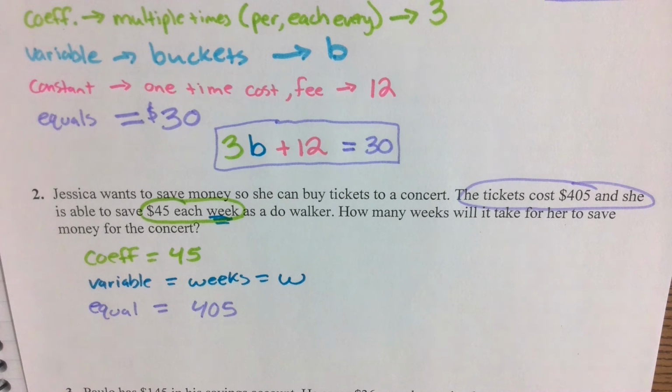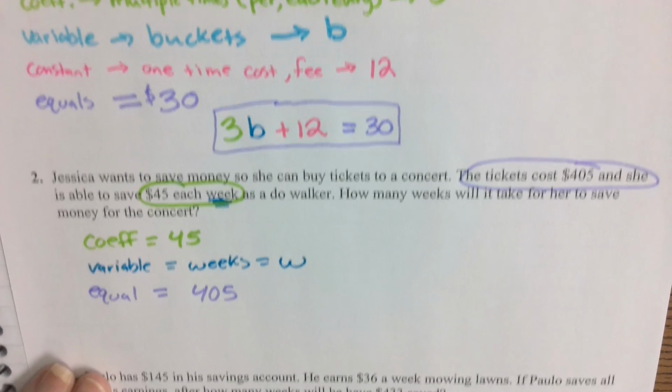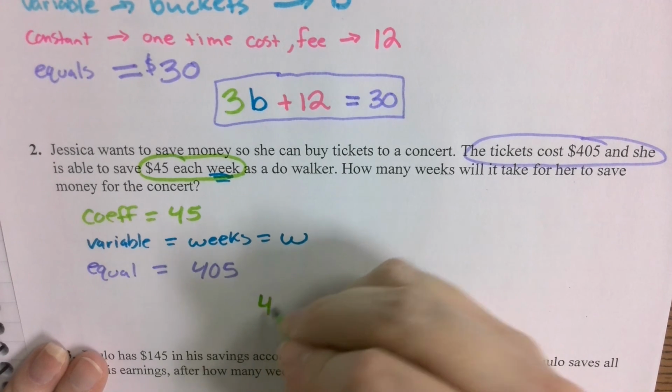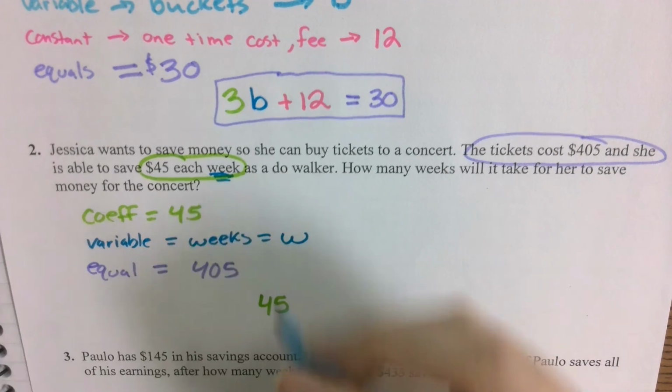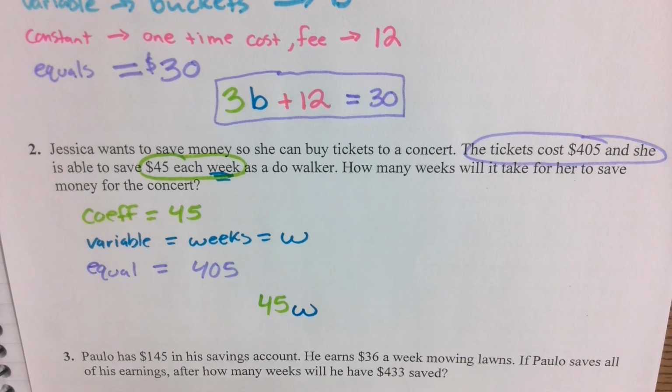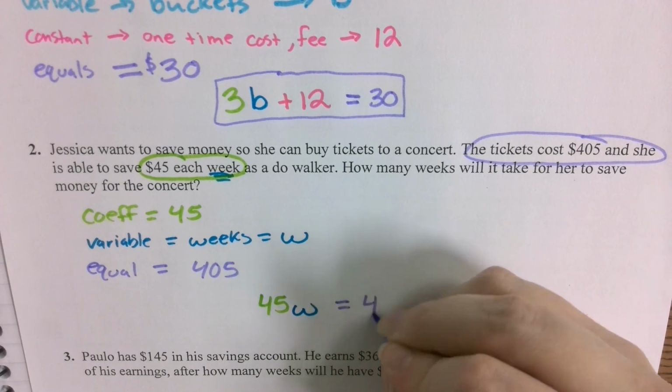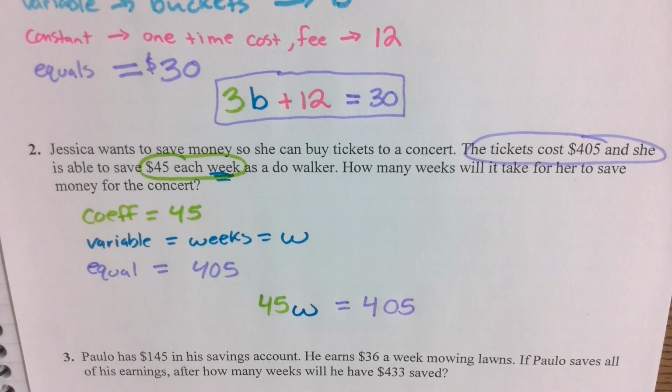So this is not a two-step equation. This one is a one-step equation. We have 45W is equal to 405. And then you would be able to solve.